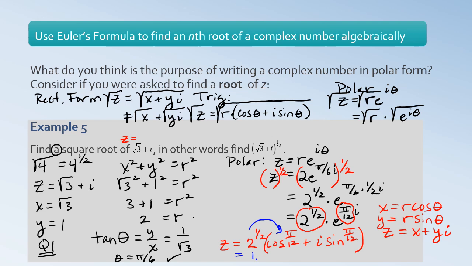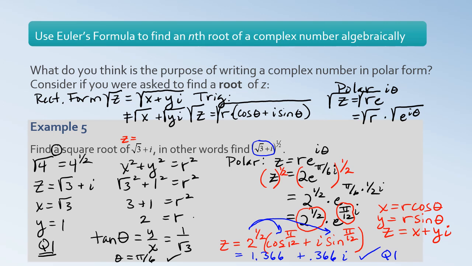I get 1.366 plus, let me take that 2 to the 1/2 power and multiply it by the sine of pi over 12, and I get 0.366 with an i hooked on. Now believe it or not, if you put into your graphing device or your calculator the square root of the square root of 3 plus i, your calculator is going to produce this same result. And if you think about it, that result is also in quadrant 1.